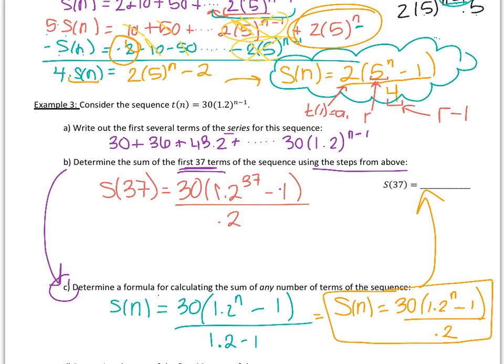So we would just type this in now. When you type this into your calculator, be careful of order of operations. If you have your calculator right now, you should do 30 first, then type in the parentheses and do 1.2 raised to the 37 minus 1, and then end parentheses, and then divide that number. I'll show you what I got on my calculator just so you can make sure you got it correct too.